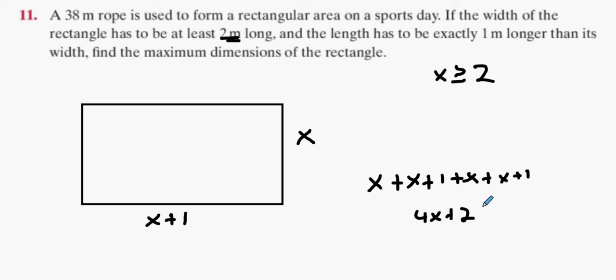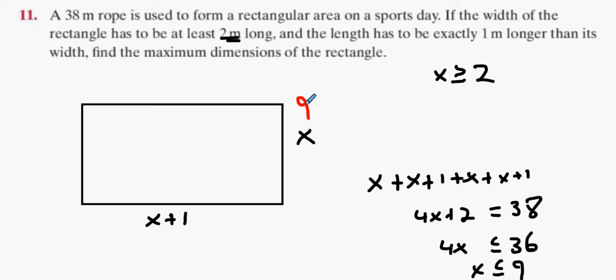This is more of a 4x plus 2 equals 38, or maybe less than 38, I suppose. 4x less than or equal to 36, x less than or equal to 9. That to me indicates that find the maximum dimensions of the rectangle. That's obvious. That's 9 and 10.